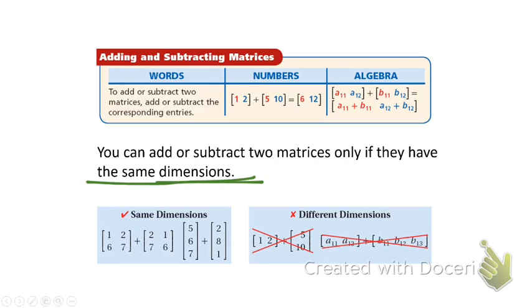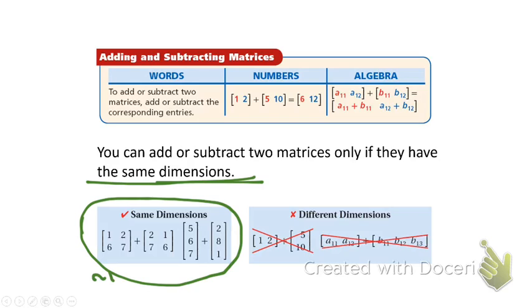Okay? So if we look at our first one here, we see that here we have a 2 by 2 matrix, and we're adding that to another 2 by 2 matrix. So in that case, we can add them. And if we look at the second example, we have a matrix that is a 3 by 1, and we're going to add that to a 3 by 1. So these are cases where we can add and subtract them.